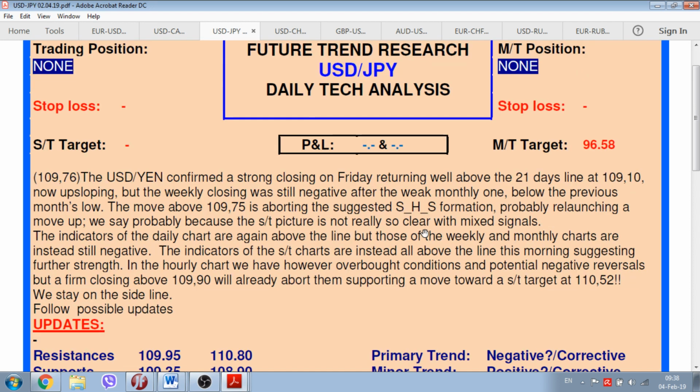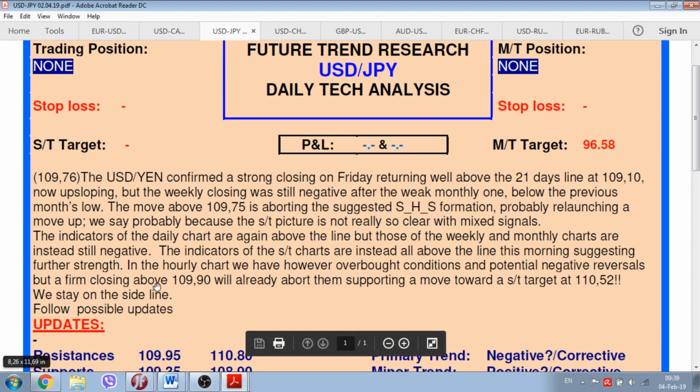Dollar yen. Here FutureTrendResearch does not have any kind of position at the moment, and says that the situation is more or less complex and mixed, because from one point of view some of the short-term indicators are positive, while some of the longer-term ones are still rather mixed. And that's probably, as you could see, we say probably because the short-term picture is not really so clear with mixed signals, and that's why it's really very hard to say where this currency will go next.